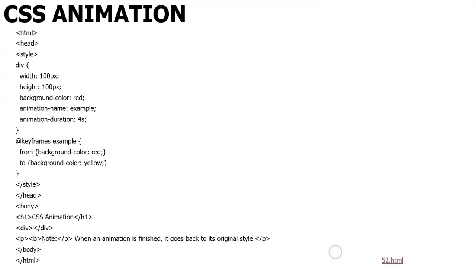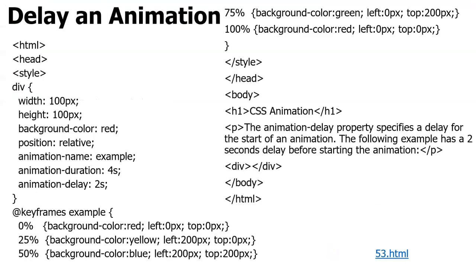Moving on to the next example, this is for delay and animation. I want to make a delay in my animation once I execute the program, a certain number of seconds before the transition happens. I can give that with the help of animation-delay, colon, 2 seconds. With 2 seconds, once I execute my program, after 2 seconds my animation will get executed. So what is the animation here? We'll go and check the keyframes example.